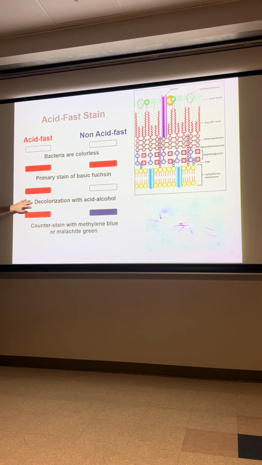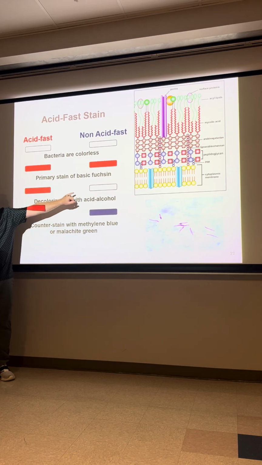Then you add a decolorization step with acid alcohol, so a little bit more than just ethanol. It has an acid in it as well. That's going to be your decolorization step. The mycolic acid, when you remove it from the heat, is like when you light a candle and it becomes liquid when it's hot, right? You blow out the flame, and everything solidifies again. It's kind of what's happening here. You remove the heat, the mycolic acid recongeals, and it traps the stain inside.